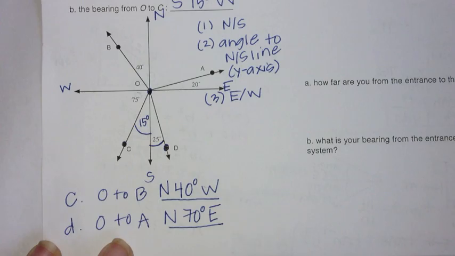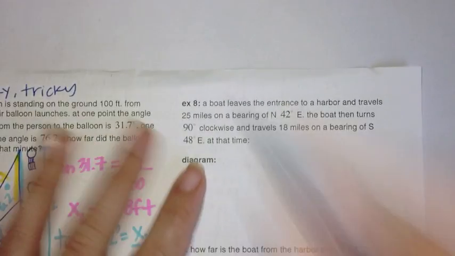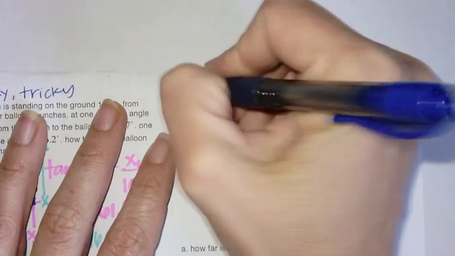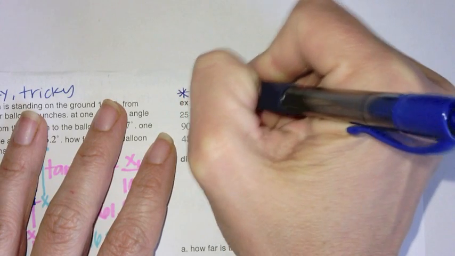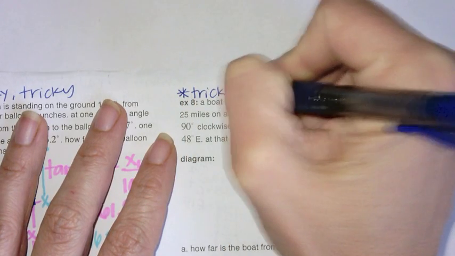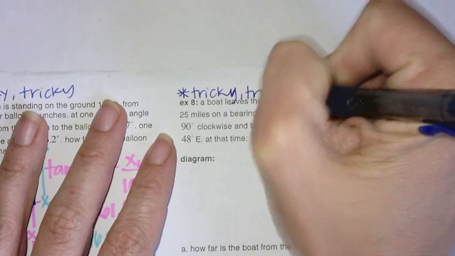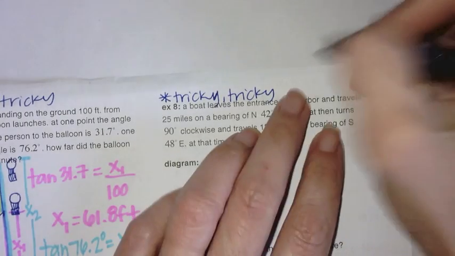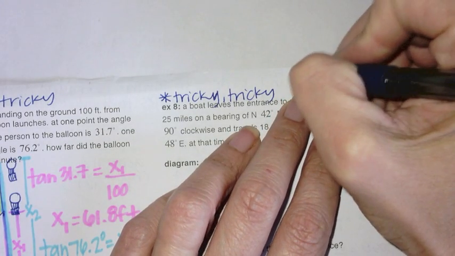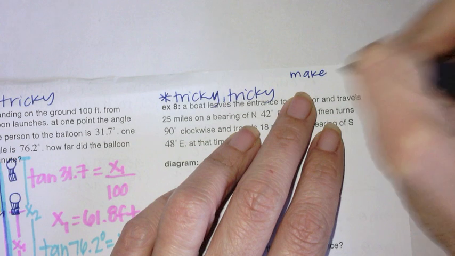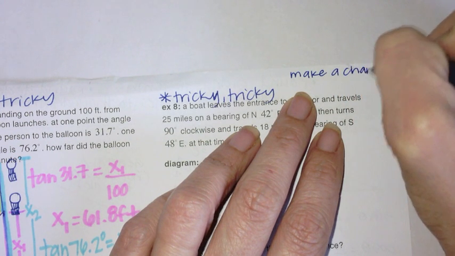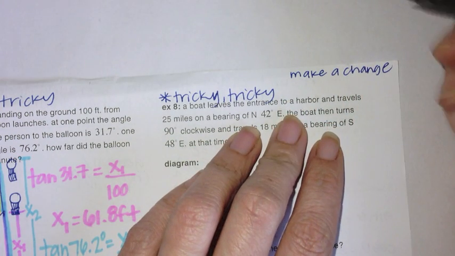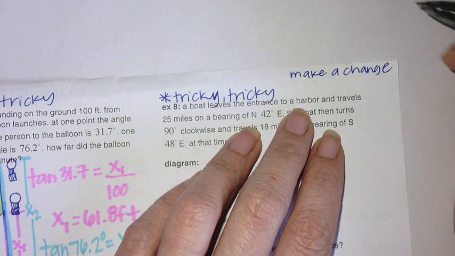Now we're going to do the application, which is the word problem. I am going to write tricky on this one. You need to study it. There's one on your test. And the more times you see it, the easier it gets. So whenever you make a change in direction, this is your helpful hint, draw a new north-south line, like a new grid.